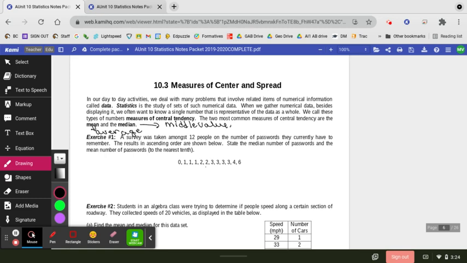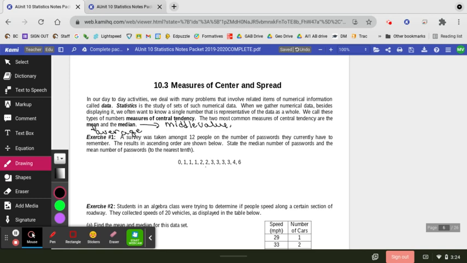So, exercise 1. A survey was taken amongst 12 people on the number of passwords they currently have to remember. The results are in ascending order shown below. State the median number of passwords and the mean number of passwords.